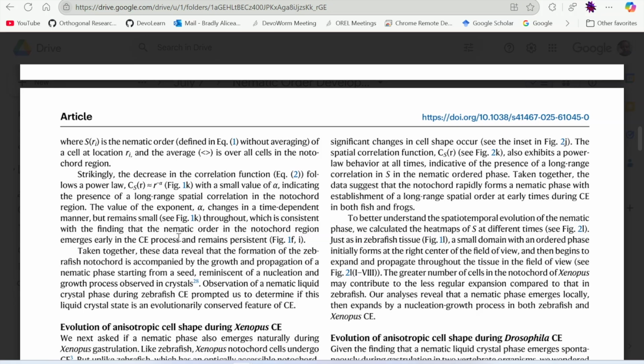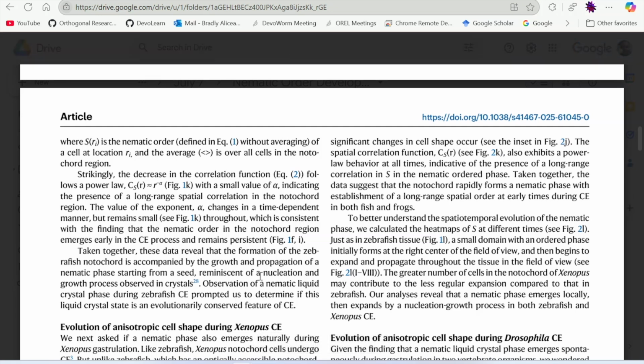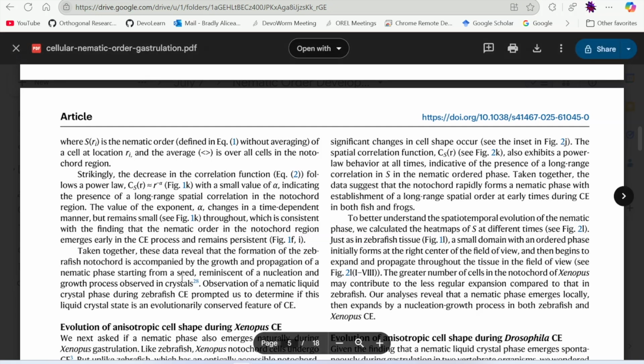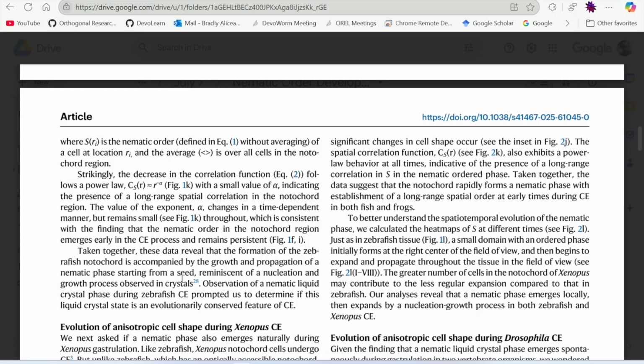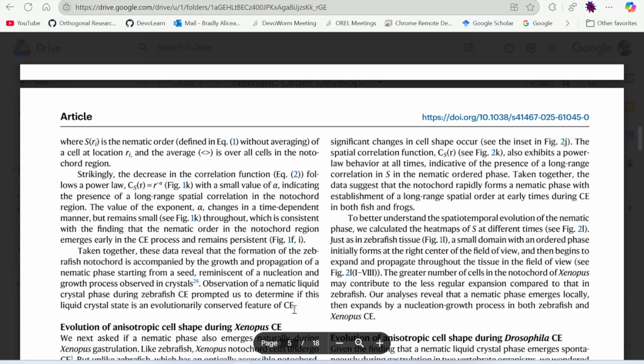Taken together, these data reveal that the formation of the zebrafish notochord is accompanied by the growth and propagation of a nematic phase starting from a seed, reminiscent of a nucleation and growth process observed in crystals. So this is a liquid crystal model. There's this analogy between the embryo and the liquid crystal and how these nucleation and growth processes occur. Observation of a nematic liquid crystal phase during zebrafish convergent extension prompted us to determine if this liquid crystal state is an evolutionarily conserved feature of convergent extension.